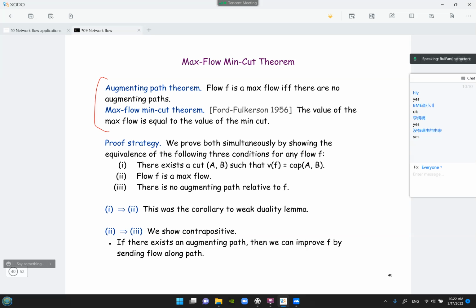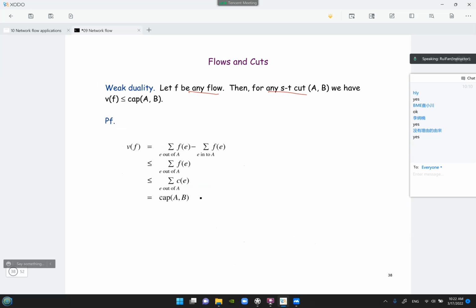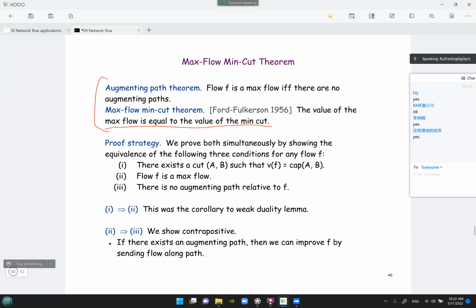What we're trying to prove is that when you terminate this algorithm, you actually get a max flow. Furthermore, this max flow is equal to the value of a min cut. Previously, the weak duality property said that the max flow is no more than the min cut, because you can take any flow, including the max flow, and any cut, including the min cut. But strong duality, the max flow min cut theorem, says that max flow is equal to min cut.